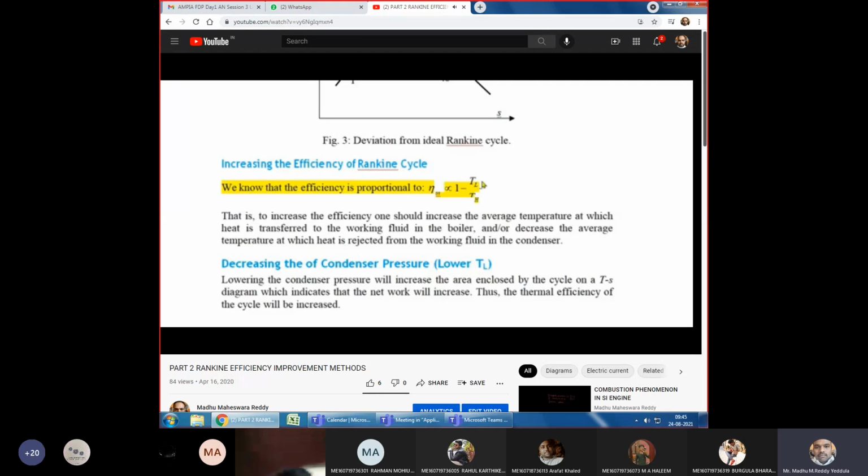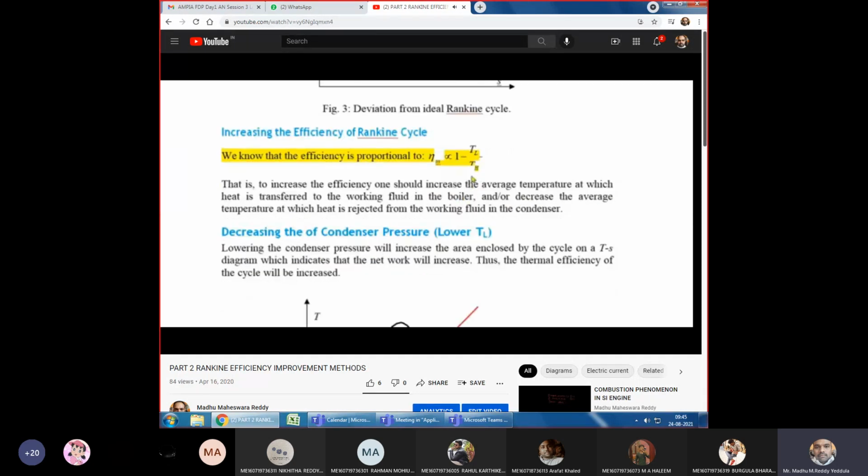So from this we can see, if you decrease the TL, what is TL? It is the condenser temperature, or we can increase the boiler temperature. So we can increase the efficiency of the Rankine cycle. If you decrease the TL, this value will decrease, thereby the efficiency will increase. Or if you increase the TH, this ratio will be small, thereby 1 minus that small value will again be a big one. So we can increase the efficiency of the steam power plant.